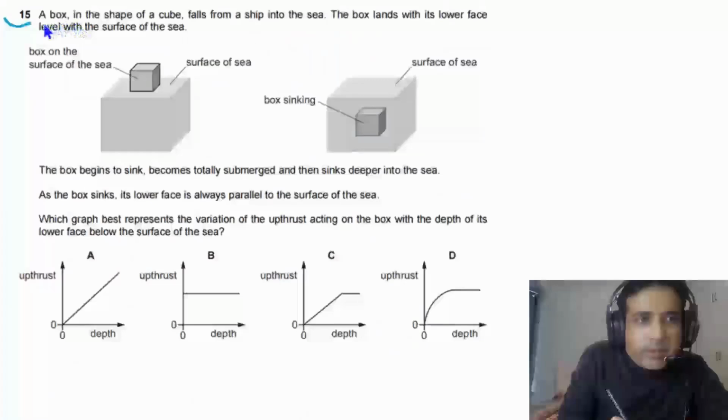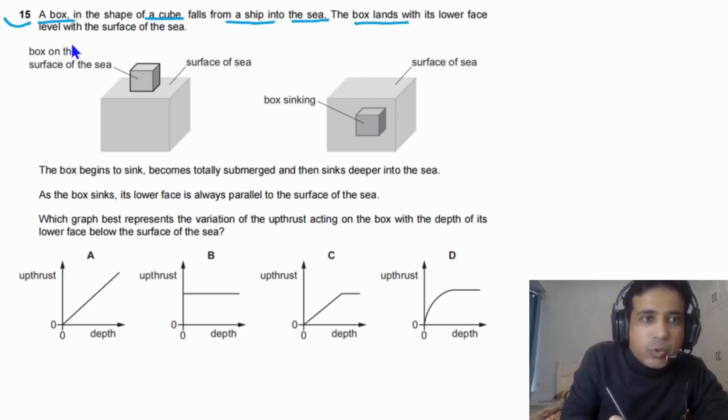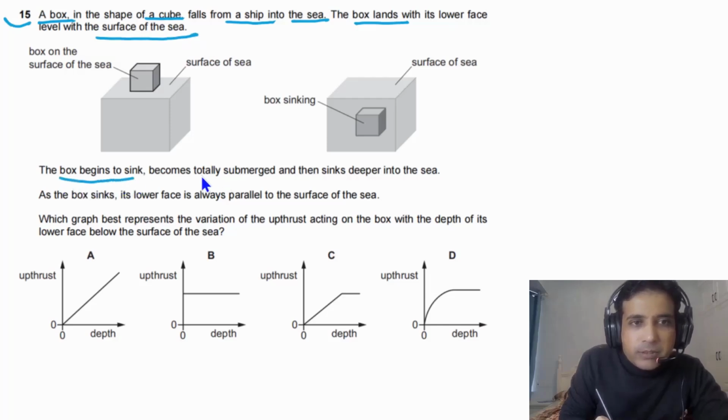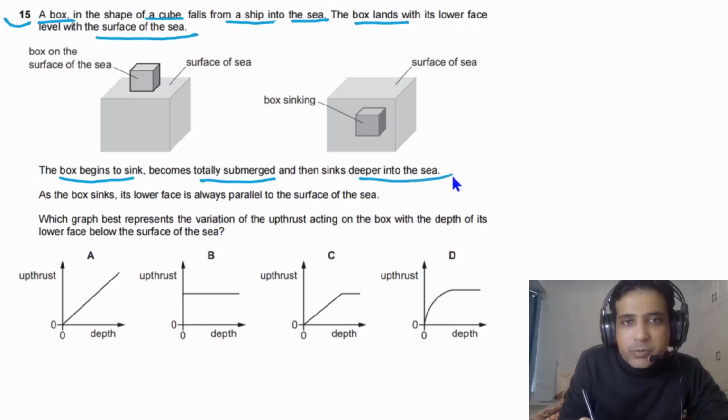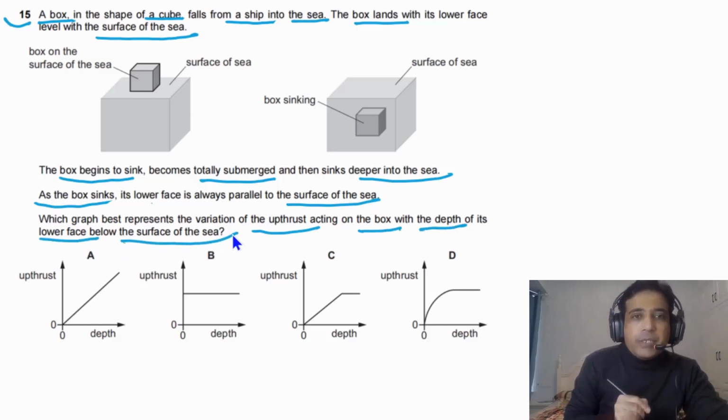For question number 15, it is given to us that a box in the shape of a cube falls from a ship into the sea. The box lands with its lower face level with the surface of the sea. The box begins to sink, becomes totally submerged, and then sinks deeper into the sea. As the box sinks, the lower face is always parallel to the surface of the sea. Which graph best represents the variation of the upthrust acting on the box with the depth of its lower face below the surface of the sea? So, a beautiful question on upthrust.